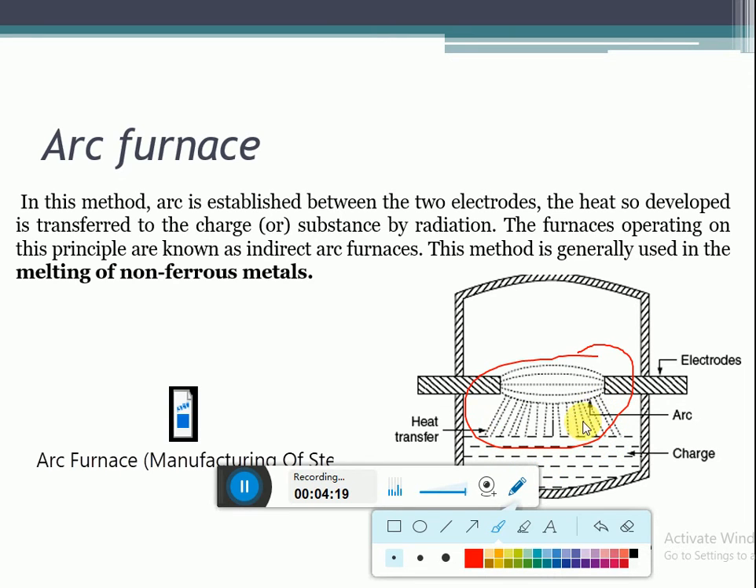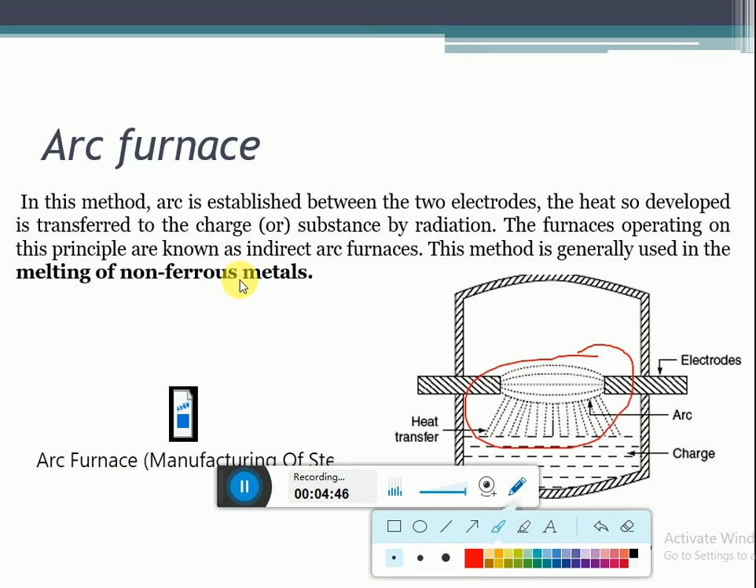Here you can see that the arc is produced between the two electrodes, and this is not directly connected with the charge. When the arc is generated, heat is produced, and this heat is transferred to the charge and the material is heated. This is called the indirect arc furnace. You can see the video as well as the functions of the arc furnace.